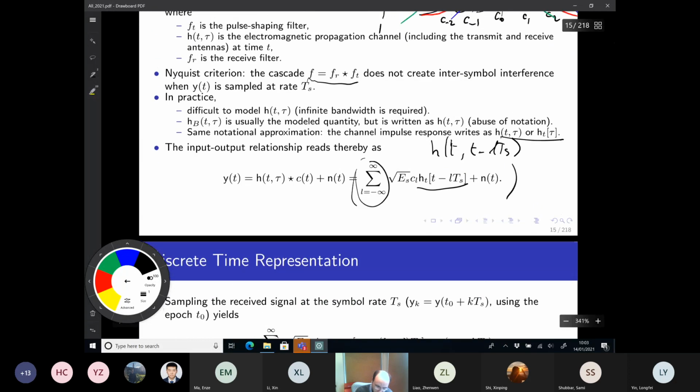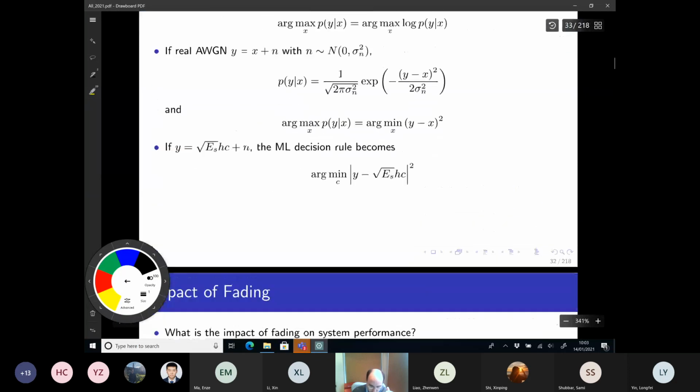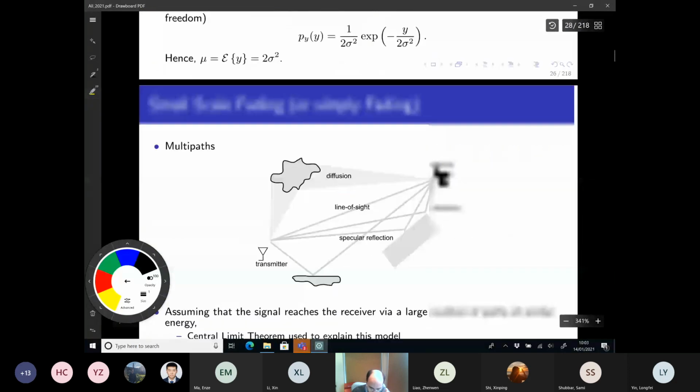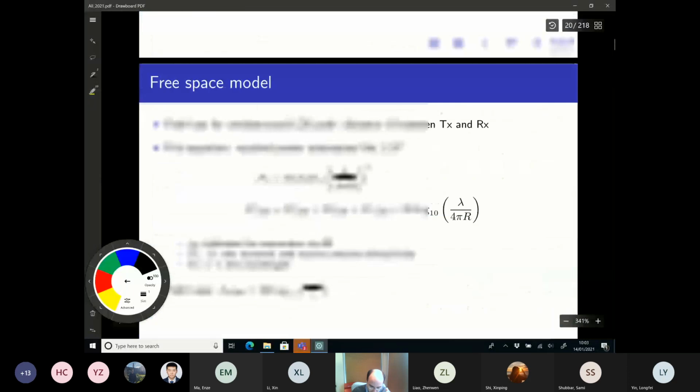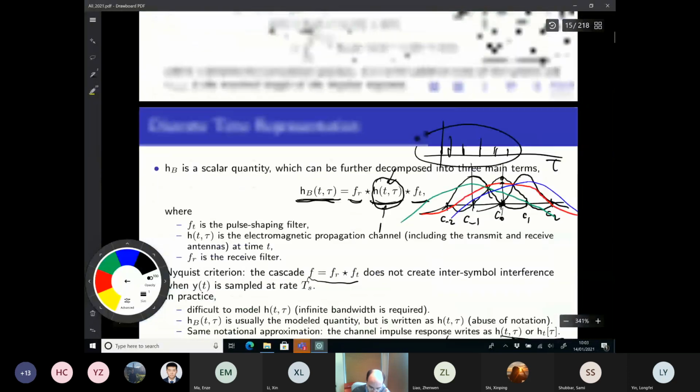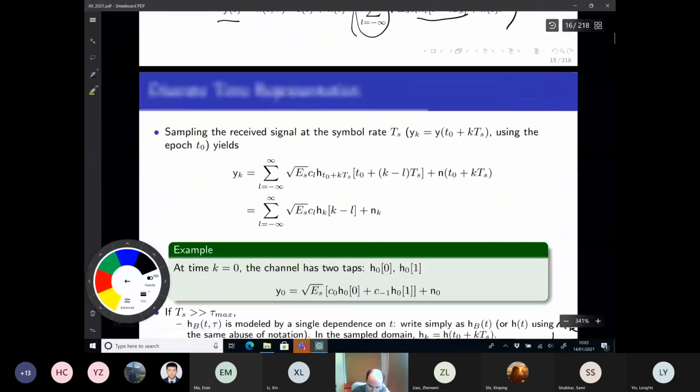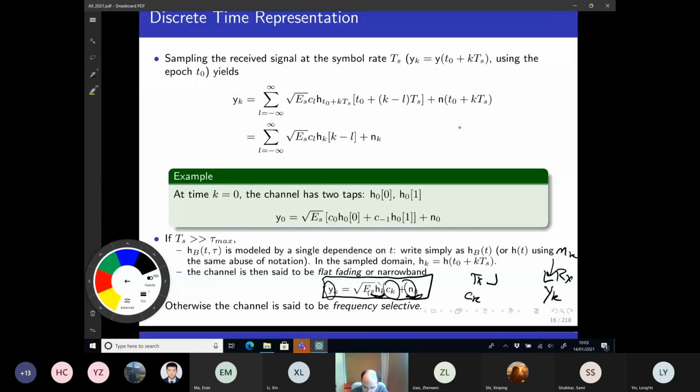But this is your received observation at time t. Then you sample it. So you have your receiver. What it does is sampling at symbol rate. So you have your sequence of pulses, right? It goes into your transmit filter, it goes into the wireless channels, it goes into the receive filter. So this is your transmit filter, this is the wireless channel, this is your receive filter.